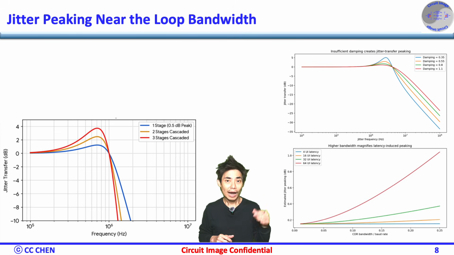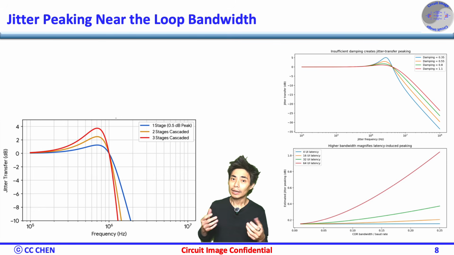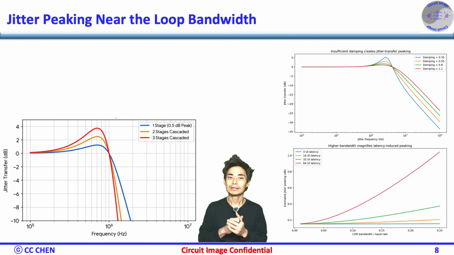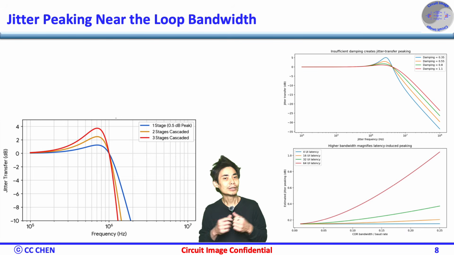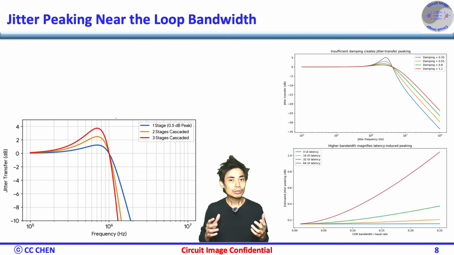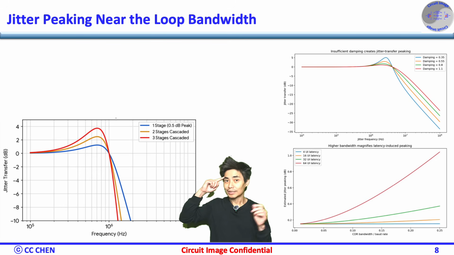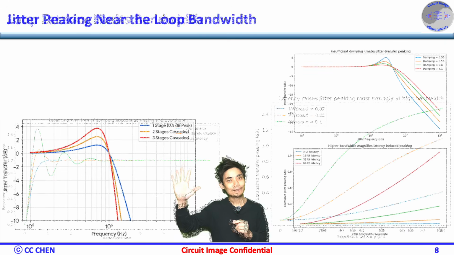This is even worse in retimers or cascaded links. If one CDR has 0.5 dB peaking, it may not look so bad. But if 3 similar stages are cascaded, peaking can accumulate. That is why retimers and repeaters care so much about jitter transfer, not only jitter tolerance. Higher bandwidth without enough damping can create more system-level jitter problems. What else could limit the maximal bandwidth or create more peaking and stability issues? Think about the delay image for 5 seconds.